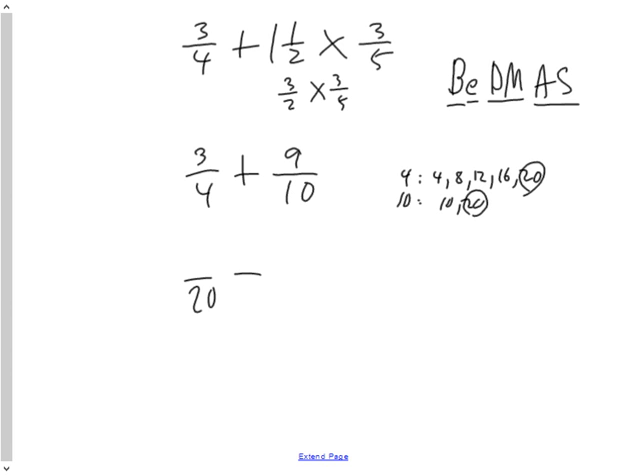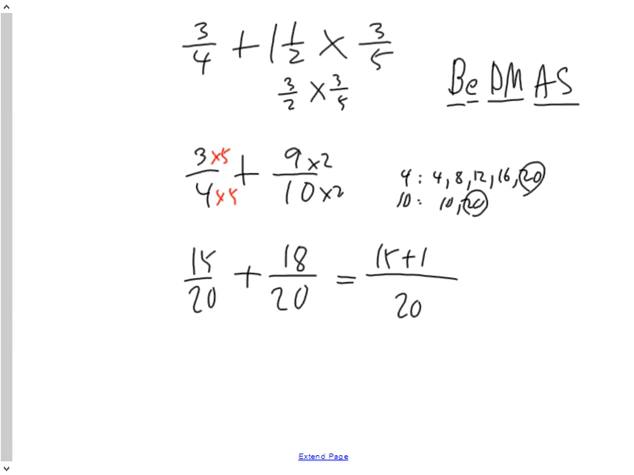So I'm going to write this as an addition statement of equivalent fractions. The equivalent fraction to 3/4 that has a denominator of 20 is 15/20. The equivalent fraction to 9/10 is 18/20. And now that you have your common denominator, keep your denominator, add your numerators. You get 33/20, which is 1 and 13/20.